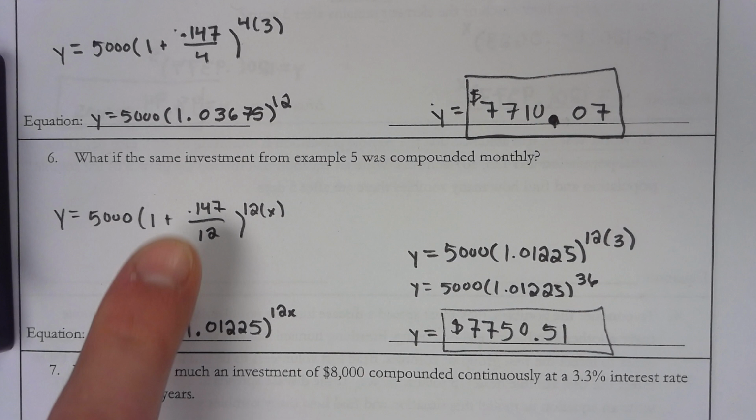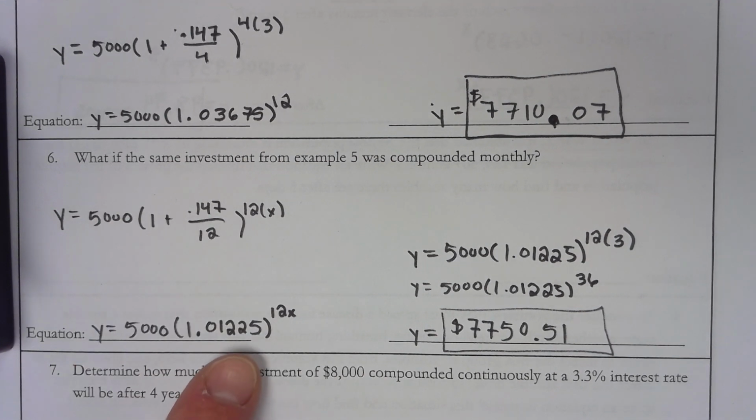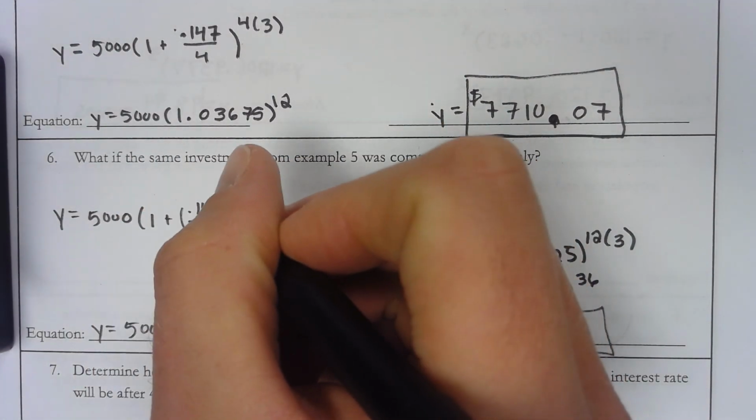0.147 is getting broken into 12 smaller chunks. Okay, and we're taking it to the power of 12 times however many years. Again, I'm going to always encourage us to figure out what this base is before we go straight to the calculator. Otherwise, you're going to need extra parentheses right there.